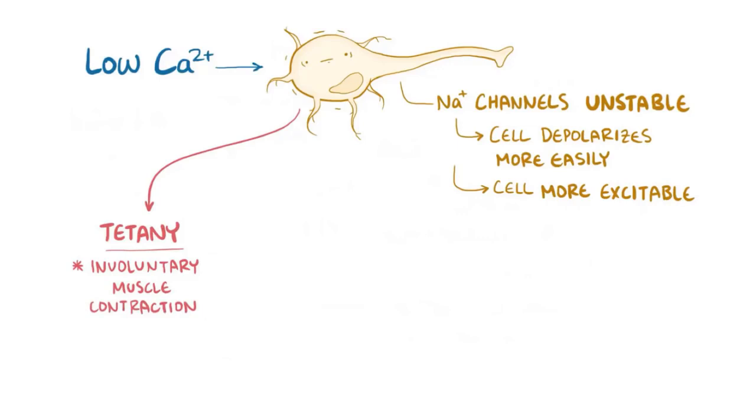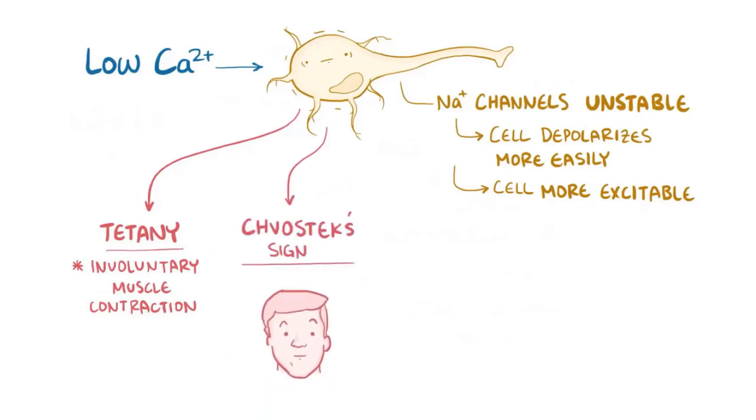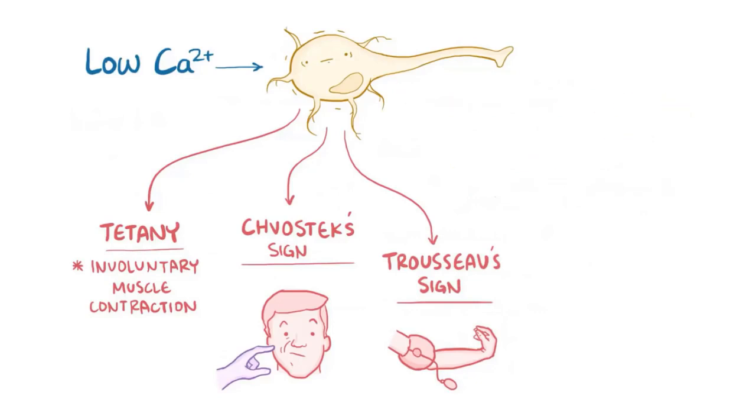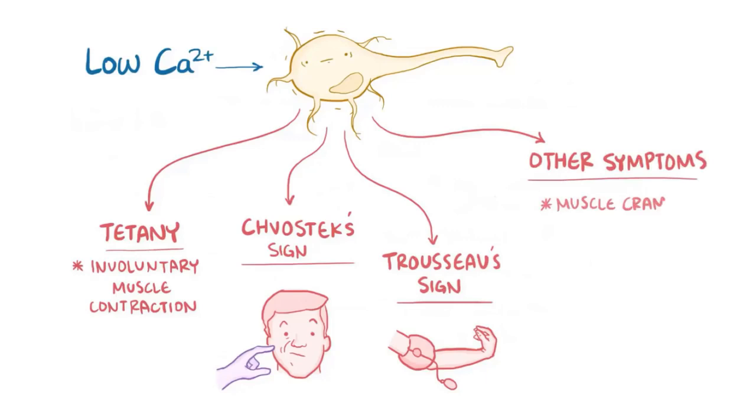The spontaneous firing of neurons also can lead to Chvostek's sign, which is when facial muscles twitch after the facial nerve is lightly finger-tapped 1 centimeter below the zygomatic process. It can also cause Trousseau's sign, which is where a blood pressure cuff occludes the brachial artery, and that pressure on the nerve is enough to make it fire, which results in a muscle spasm that makes the wrist and metacarpophalangeal joints flex. Other symptoms include muscle cramps, abdominal pain, perioral tingling, which is tingling around the mouth, and in extreme cases, seizures.